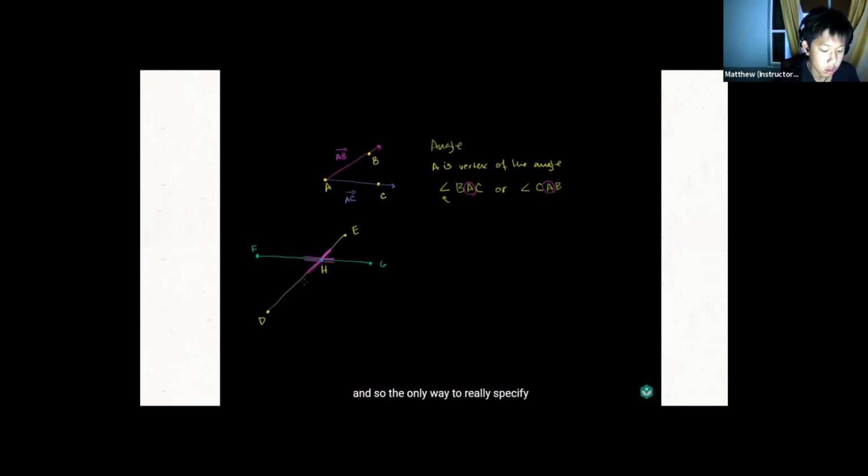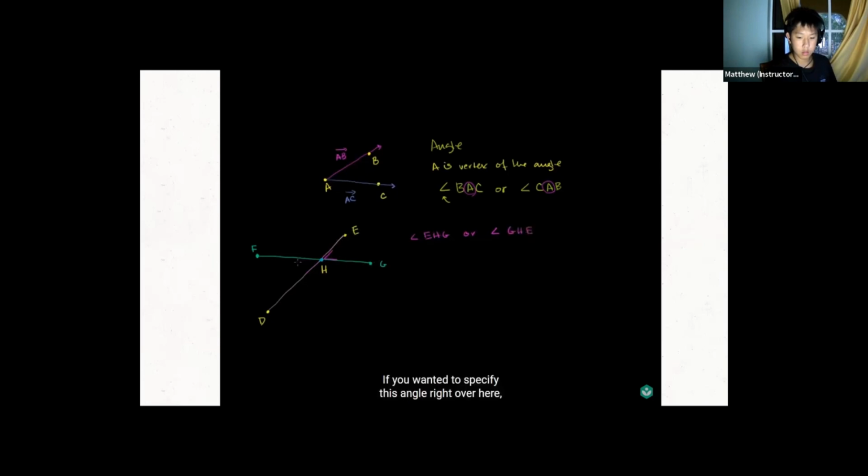And so the only way to really specify which angle you're talking about well is to give three letters. So if you really did want to talk about that angle right over there, you would call that angle EHG, or you could call that angle GHE.